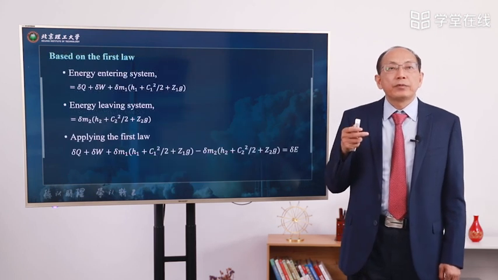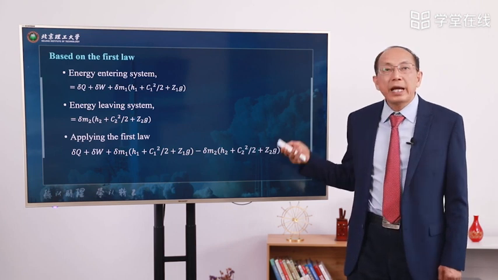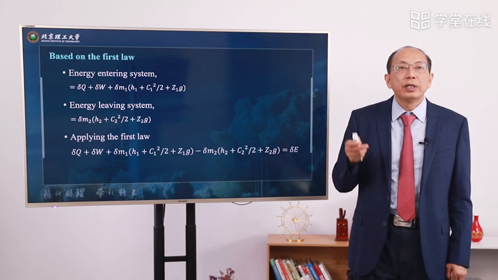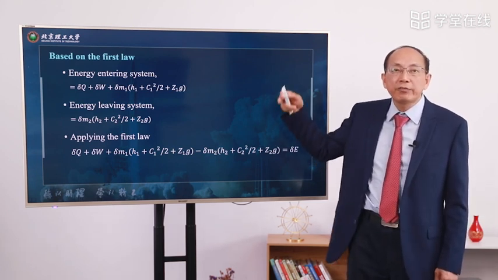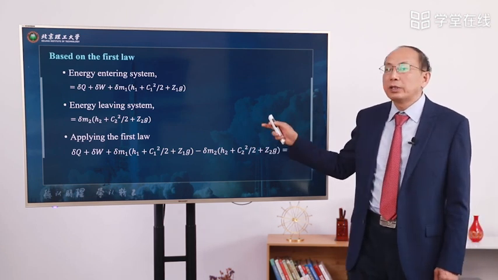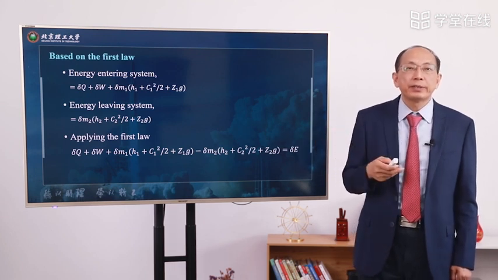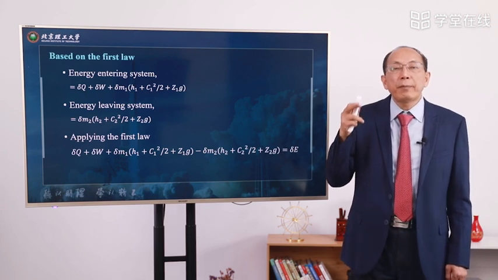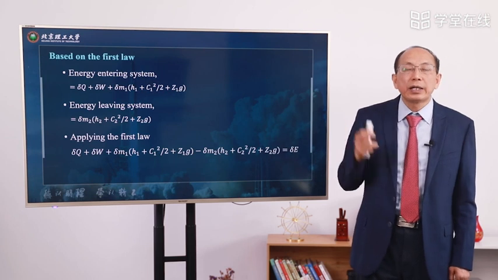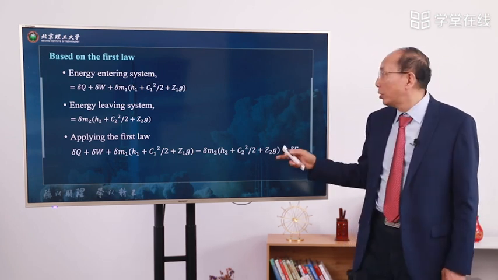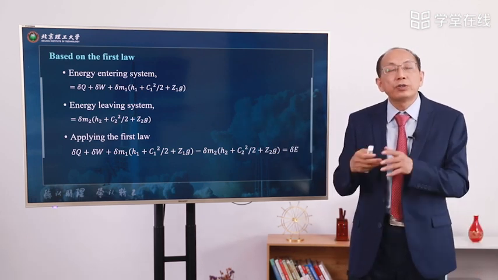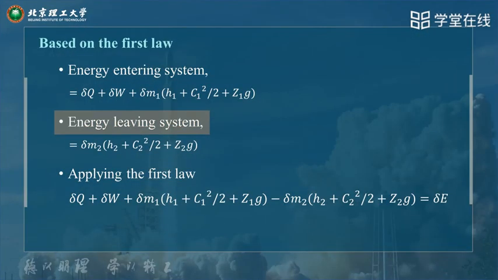So, from the first law, the energy balance: the mass carried energy entering the system, delta Q, is energy given from outside into the system. Delta W is the work the system gives outside. Plus delta m1 times h1 is the enthalpy of the mass going in, plus C1 squared over 2 and Z1 g, the kinetic energy and potential energy together. So this term is all of the energy going into the system. The energy leaving the system is delta m2 times h2 plus C2 squared over 2 plus Z2 g, all of the energy leaving the system.